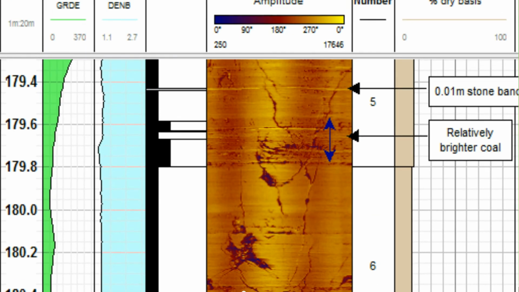The amplitude image is sensitive enough to differentiate between coal lithotypes. For example, the brighter coal from 179.6 to 179.8 metres stands out from the lighter coloured, duller coal above and below. This could be useful when determining appropriate sample boundaries and also for fine-tuning the lithological log.